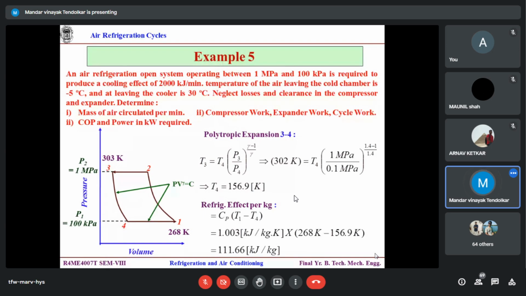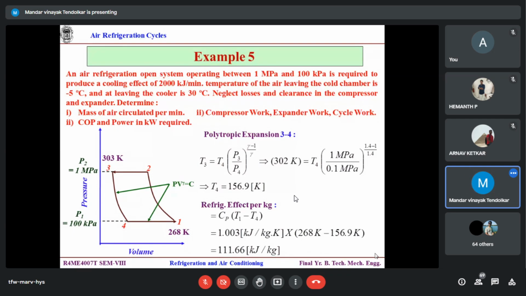Is T4 correct? Yes, sir. Okay. So the moment I come to know T4, I can calculate the refrigeration effect: T1 minus T4, m is 1, let's say per kg, and Cp. Okay, so refrigeration effect done.